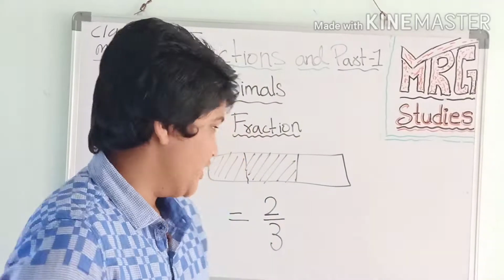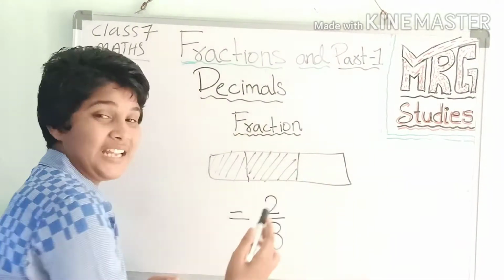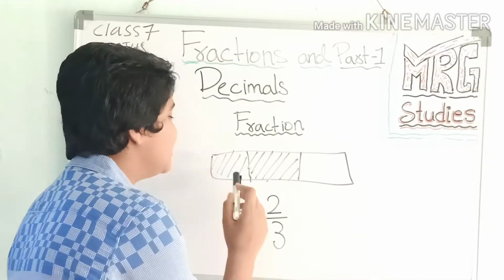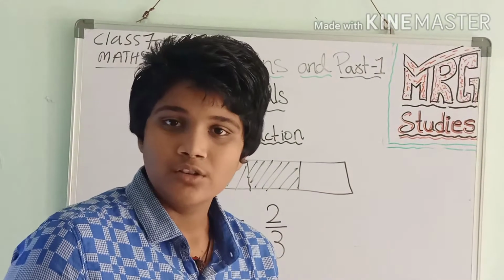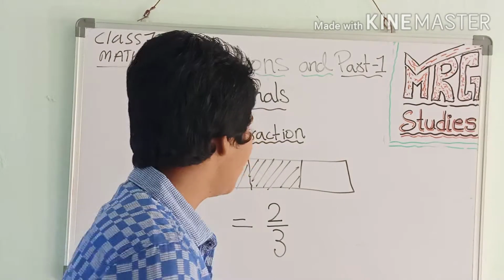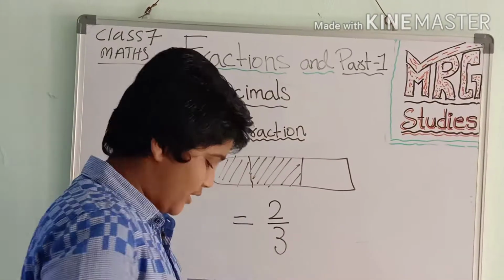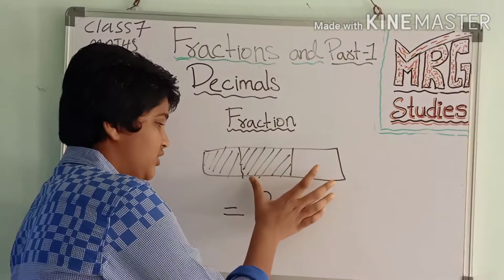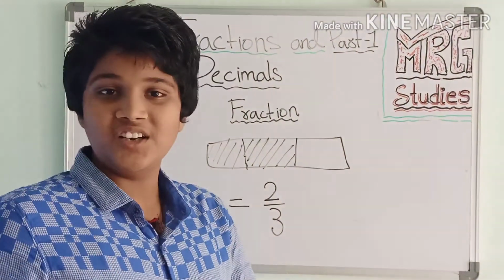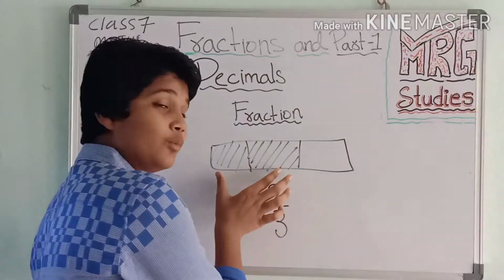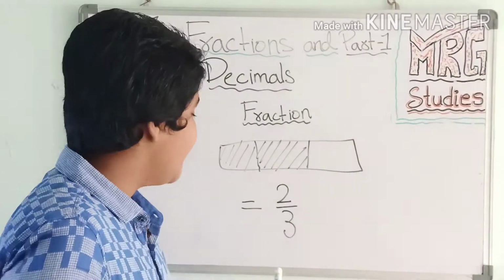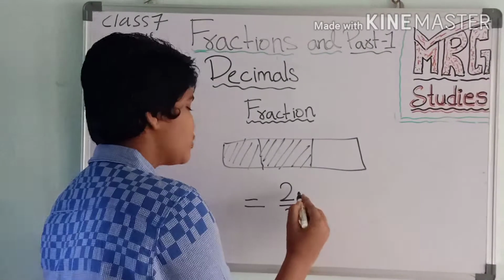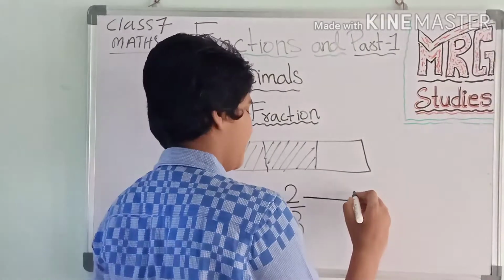For example, see here, if there are 3 boxes like this and we fill 2 of these boxes and one box is not filled, what will we write? 2 by 3, because there are 3 boxes and 2 boxes are filled. That's why we keep this 2 up and 3 down. This is called the numerator.